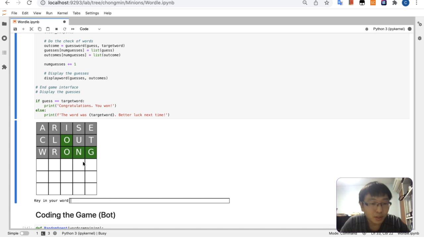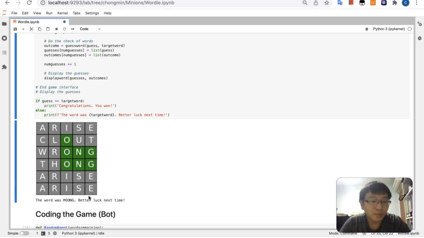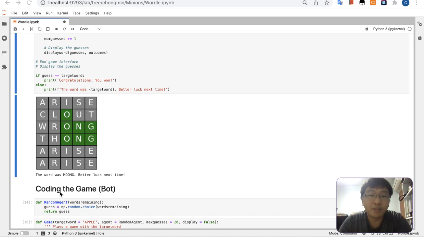Okay, so, mm, wrong, going, wrong. I have no idea actually. I only know tong, but I don't know any other words with ong at the back. Okay, so let's say we don't know. So muong. Okay, I definitely don't know this word.